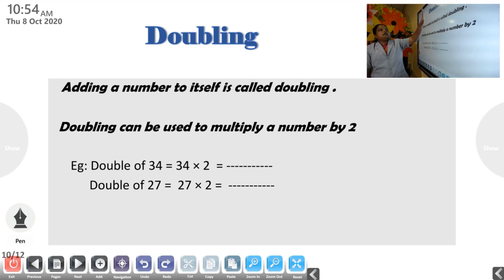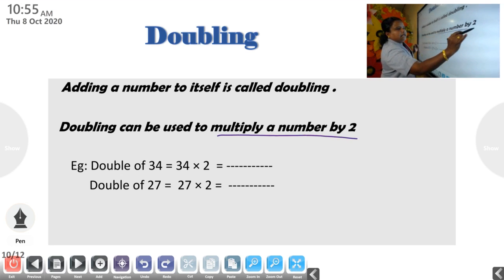Next, doubling. Adding a number to itself is called doubling. Double of 2 is 2 plus 2 is equal to 4. Double of 5, 5 plus 5 is equal to 10. Double of 1, 1 plus 1 is equal to 2. It's very simple. In other words, doubling can be used to multiply a number by 2.